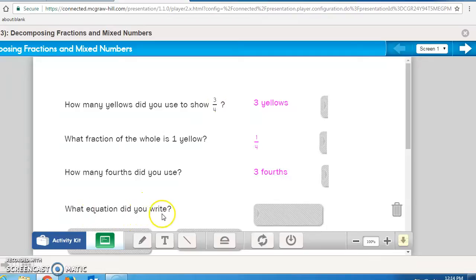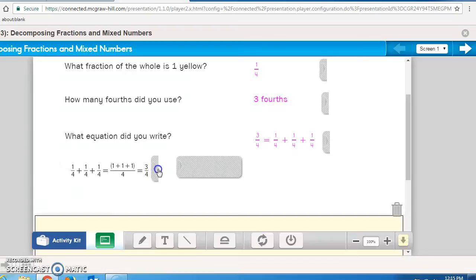What equation should you then write? You should have written 3/4 equals 1/4 plus 1/4 plus 1/4. The reason that's the equation you would have written is because each yellow is equal to 1/4, and you had to do it 3 times, like you just did here.